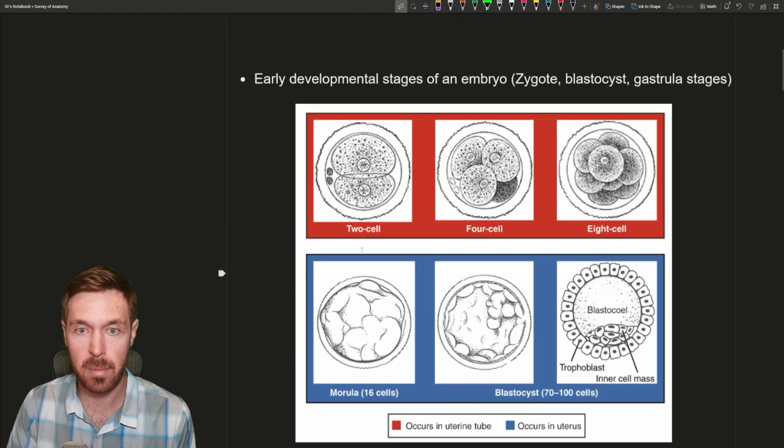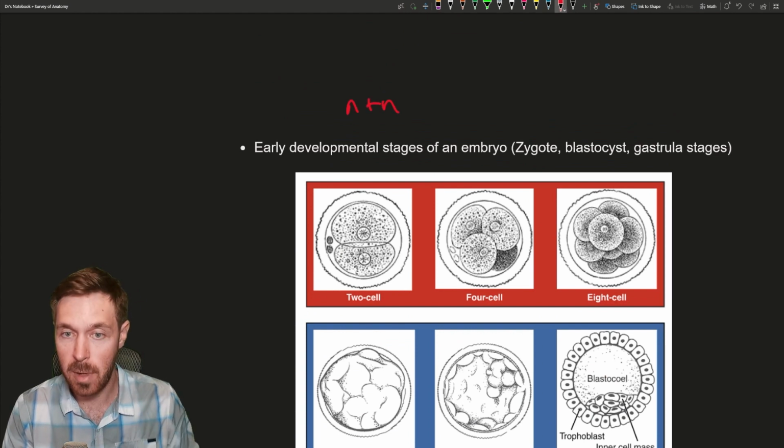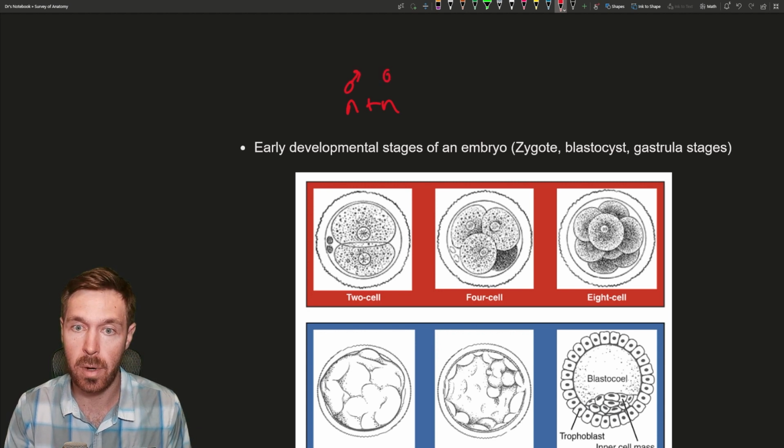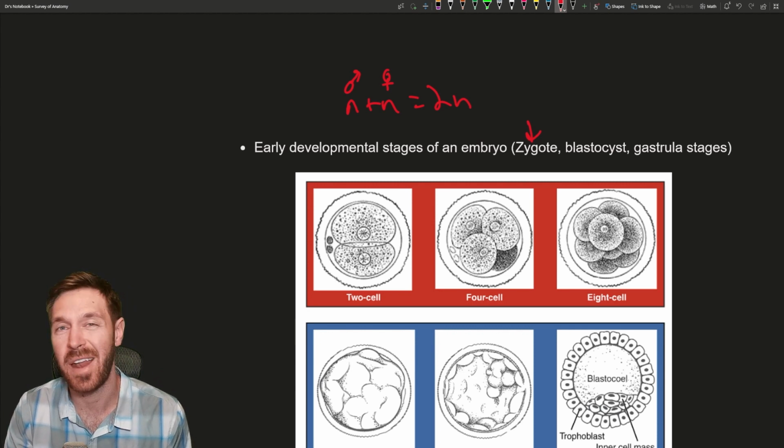All right, early developmental stages here. So when you get to fertilization of two haploid cells, a sperm and an egg, one from the father, one from the mother, you then equal a 2N zygote. So that's just one cell that has both genetic information from the mother and the father in it. Now, that oocyte stays about the same size, and the cells inside begin dividing. They go from 2 cells to 4 cells to 8 cells. So these are the early stages of development.